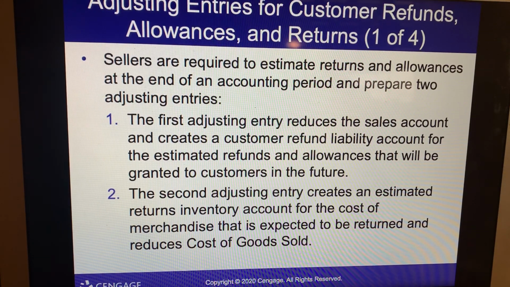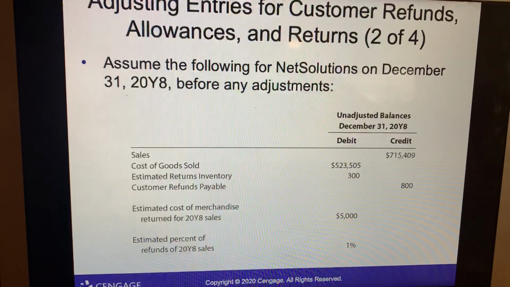Sellers are required to estimate returns and allowances at the end of an accounting period and prepare two adjusting entries. The first adjusting entry reduces the sales account and creates a customer refund liability account for the estimated refunds and allowances that will be granted to customers in the future. The second adjusting entry creates an estimated returns inventory account for the cost of merchandise that is expected to be returned and reduces cost of goods sold.